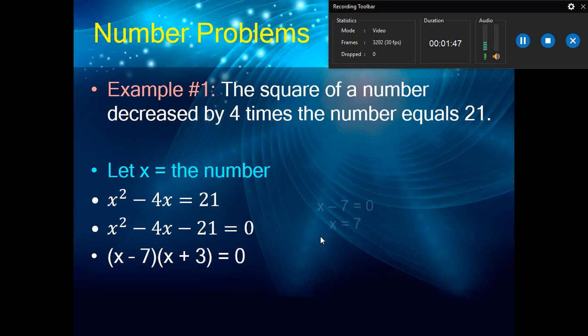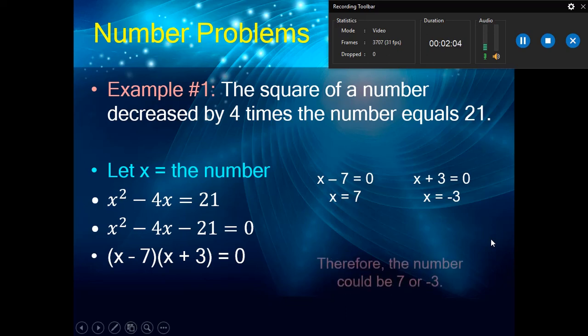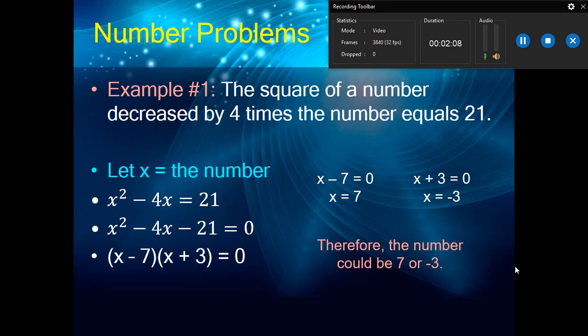I'm going to set each of those factors equal to 0, so I have a root at 7 and a root at negative 3. Now there was no restriction on what the number could be. It didn't say positive or negative. So both of these solutions will actually work. We're going to write a conclusion instead of a solution set. So the number could be 7 or negative 3.